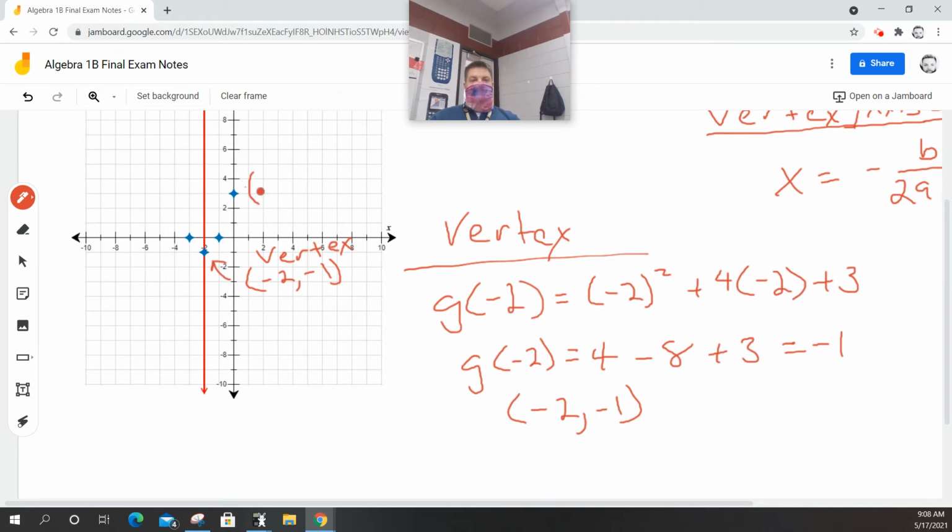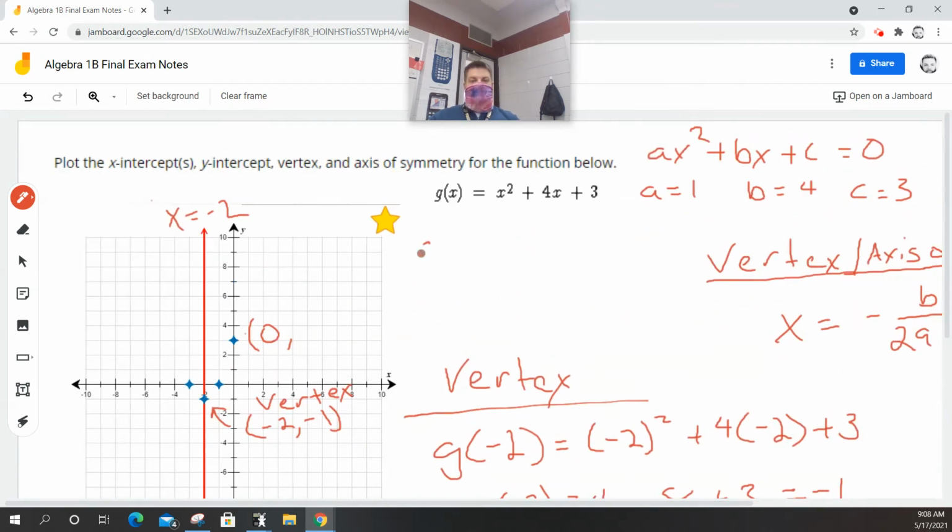The y-intercept occurs when x equals 0. So now I can reevaluate this whole thing. g of 0 is equal to 0 squared plus 4 times 0 plus 3. Well, anything times 0 is just 0, so those two terms go to 0. 0 plus 3 is just 3. So this occurs at 0 comma 3. So that's right.